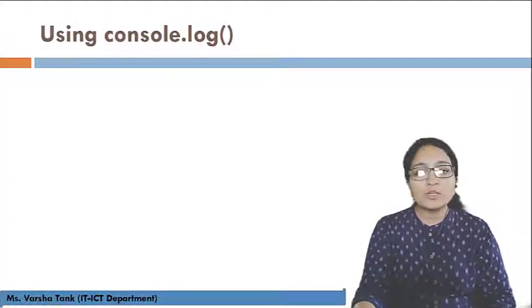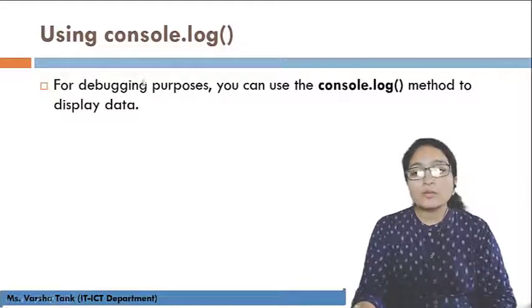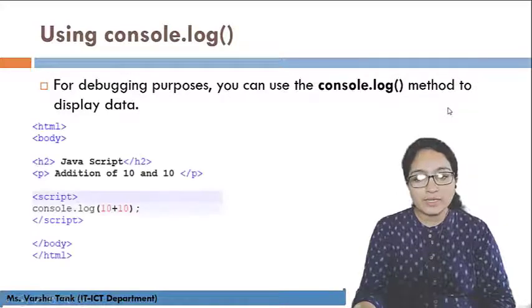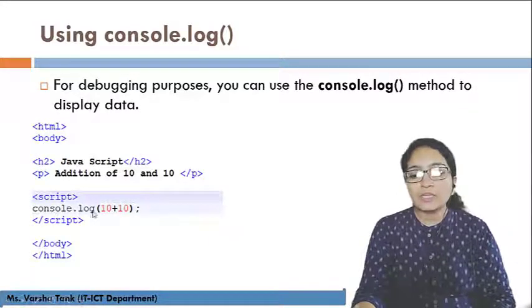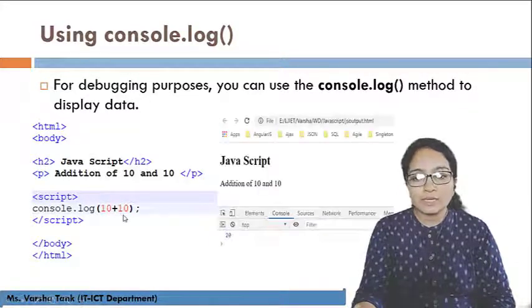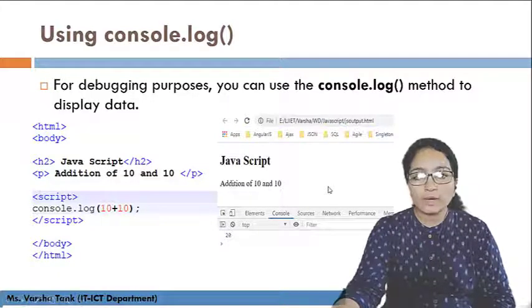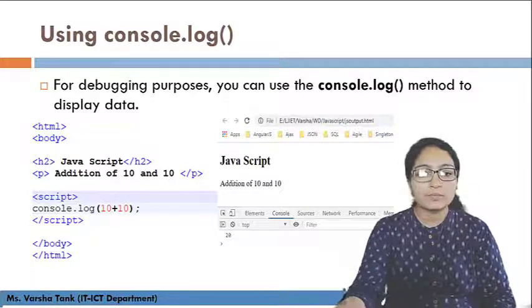Now the next one is using console.log. For debugging purposes, you can use the console.log method to display data. Here you can see I have written console.log 10 plus 10. You have to check the output in the console. So let's see how to define this console.log and how to see its output.